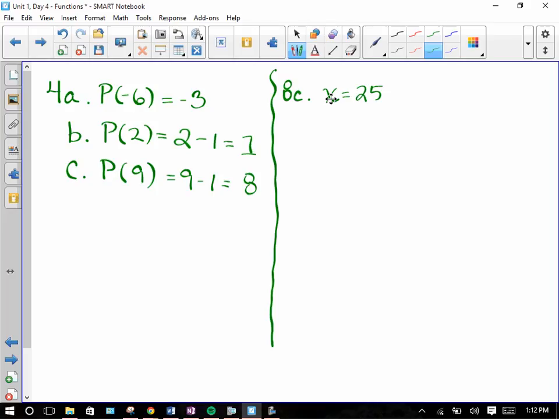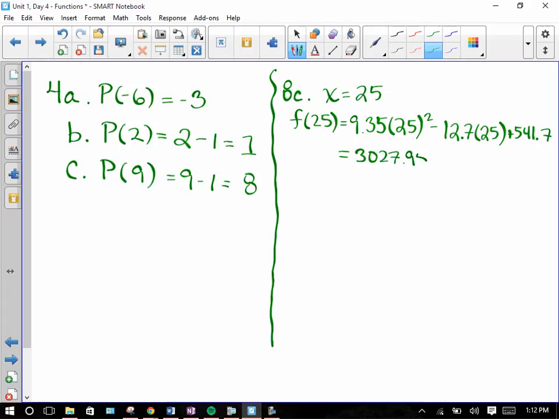The equation is, in this case, f of 25 is equal to 9.35 times 25 squared minus 12.7 times 25 plus 541.7. I type that into my calculator. I get 3,027.95 million gallons. Okay, that's more than what we're guessing?